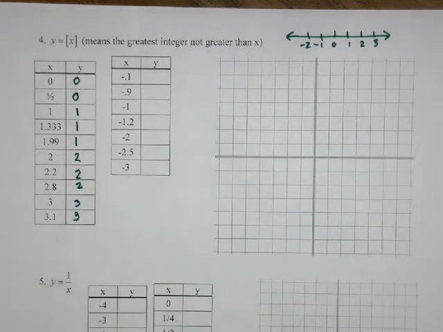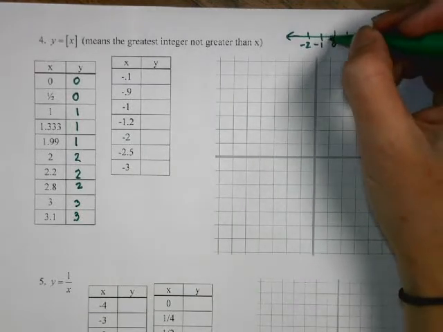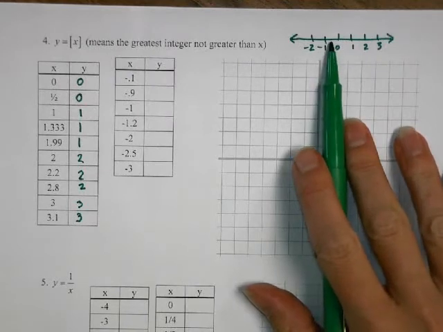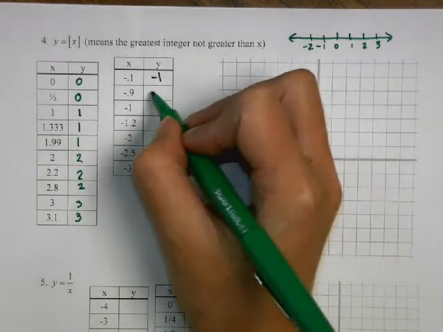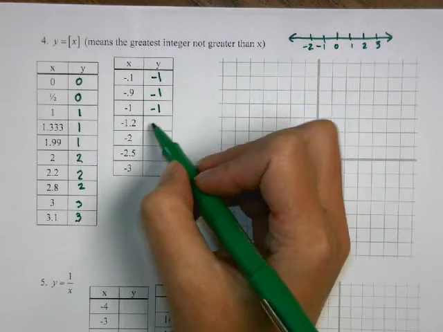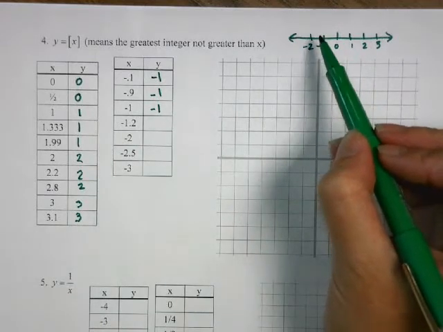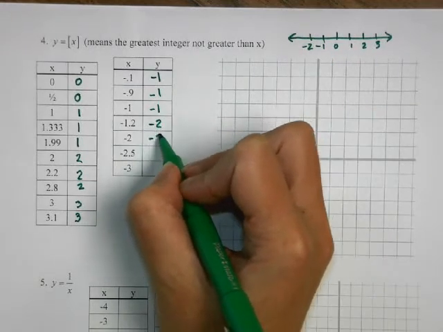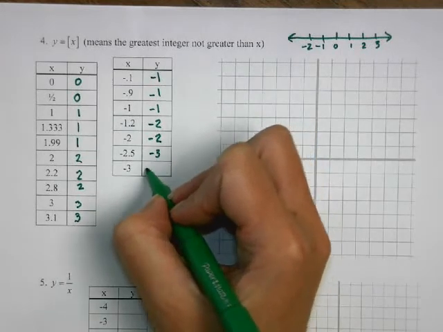For the negative values, negative 0.1 is going to be right here. So the greatest integer not greater than negative 0.1 is negative 1. Same with negative 0.9. Same with negative 1. But as soon as I get to negative 1.2, we're past the negative 1 on the number line. So now negative 2 is the greatest integer not greater than that. Negative 2.5 is going to be negative 3, and so on.